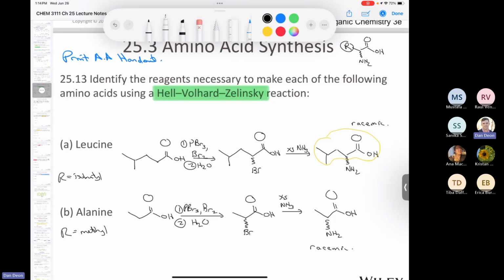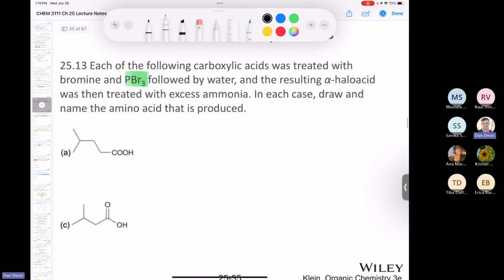And that's a little bit about the Hell-Volhard-Zelinsky reaction. But I think that the next question, if I'm not mistaken, I looked over them briefly this morning, also involves the Hell-Volhard-Zelinsky reaction. So it just says here, if each of the following carboxylic acids was treated with phosphorus tribromide and bromine, followed by water, and then excess ammonia, what is the amino acid that's going to be produced? So it's going to be the exact same thing for the second one. So I'll just copy and paste this.